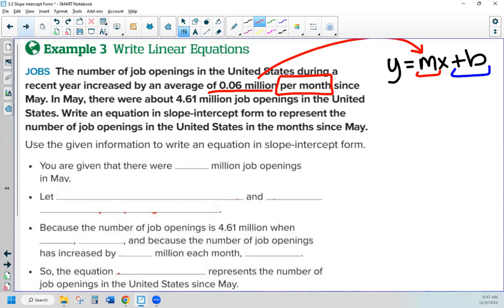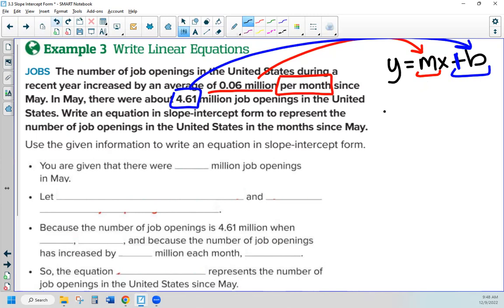Because if I say 0.06 in 12 months, then that means I'll do this number times 12, right? And then let's see what the other number was given to us and understand why it doesn't repeat. Okay, it says since May, and I said before that May is our starting point. In May, there were about 4.61 million job openings in the United States. So there's nothing really happening there. That's our starting point. And then after May, it keeps increasing by that number that we kept talking about. So this number right here is going to be our starting amount, aka our intercept.